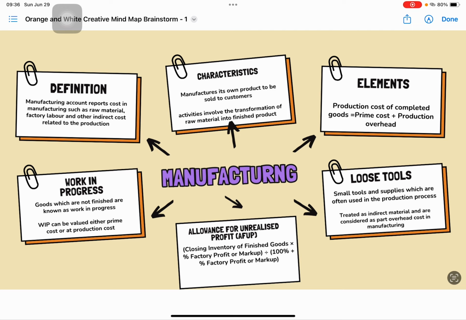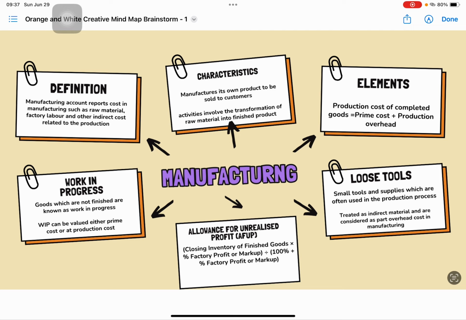Indirect material is, for example, screw, nail, glue, and lubricant. And indirect labor is like factory supervisor and factory maintenance worker. Indirect expenses are factory rent, depreciation of factory equipment, factory insurance, factory utilities, and loose tools. For the next one, loose tools are small tools and supplies which are often used in the production process, treated as indirect material and considered as part of overhead cost in manufacturing.